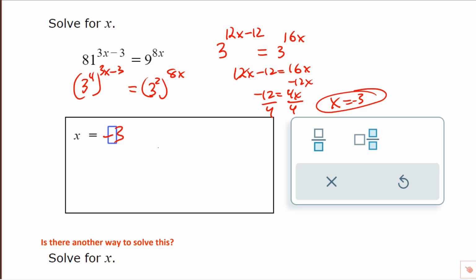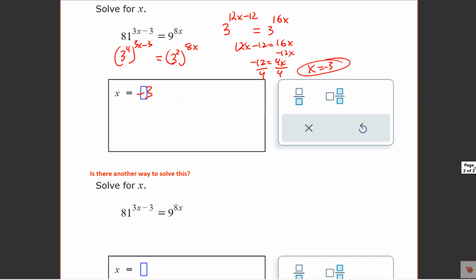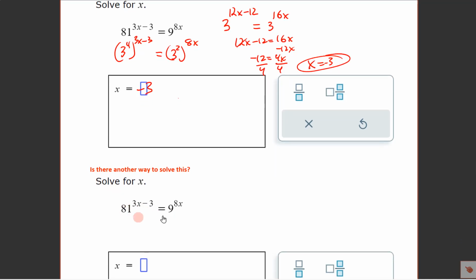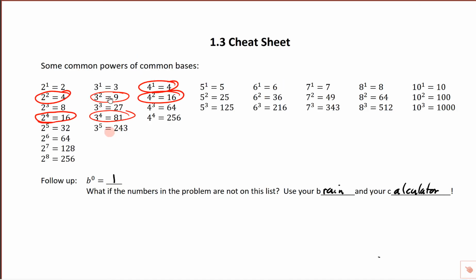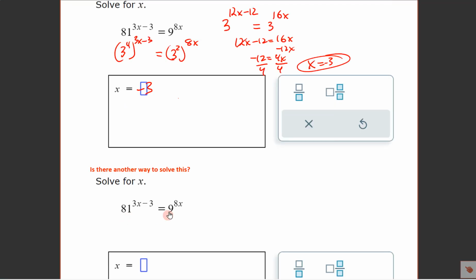Now, like I was pointing out before, is there another way to do this? We'll take a look at this. 9 and 81 appeared in this list, but you'll notice I left something off right here. So if you want to use your brain and your calculator, let's fill this out right here. If we were to do 9 to the first would be 9. What's 9 squared? Well, 9 squared is 81. So if we came back here and solved this one and left this with a base of 9 and wrote this as 9 squared to the 3x minus 3, take a look at what we end up with.